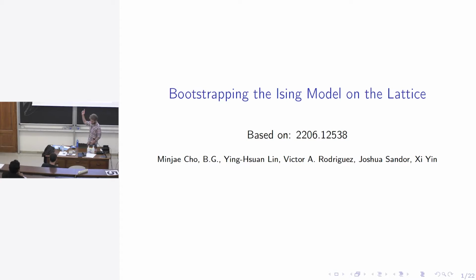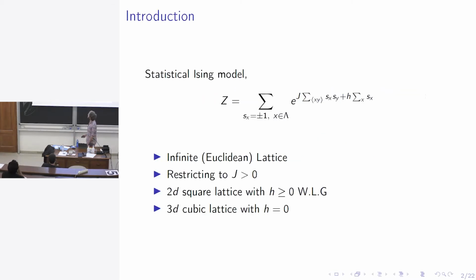So I'm going to talk about, this is based on this paper that came out in the beginning of the summer and work with all of these people. I'm going to talk about the bootstrapping the statistical Ising model on the lattice. So this is the action. It's just an infinite sum.